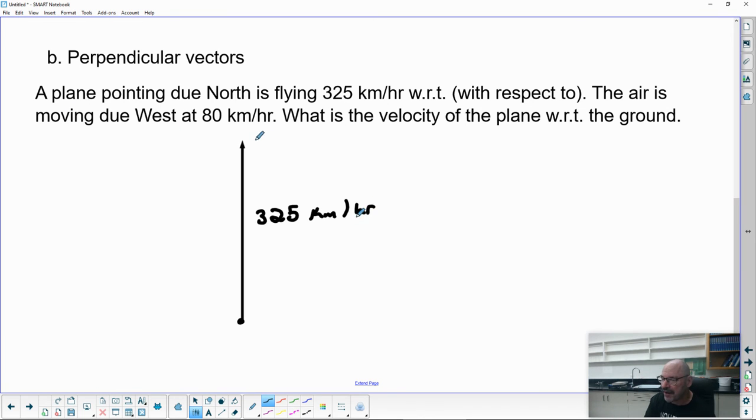So we're going to put the wind up here going to the west. I'm going to put it here as a vector, and it's going to be shorter because it's smaller. So that would be my wind. With respect to the ground, we put in our 80 kilometers an hour here. Okay, so there's our diagram.